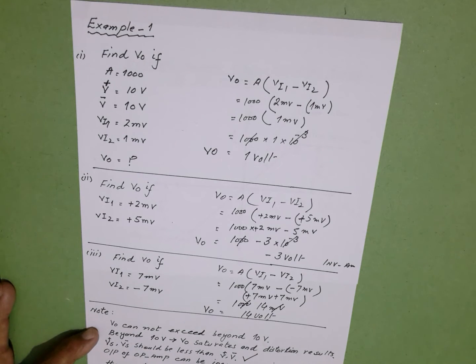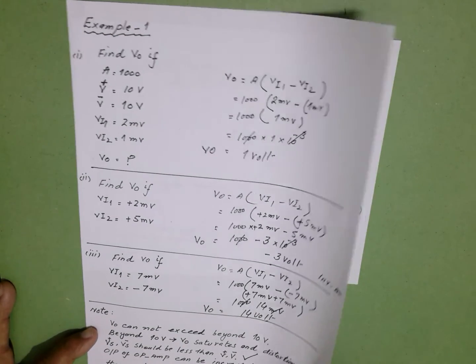Output of op amp can be increased by increasing DC voltages V positive, V negative. However, V positive, V negative cannot increase to an indefinite value. Op amp is likely to be damaged. That is the limitation of the operational amplifier.